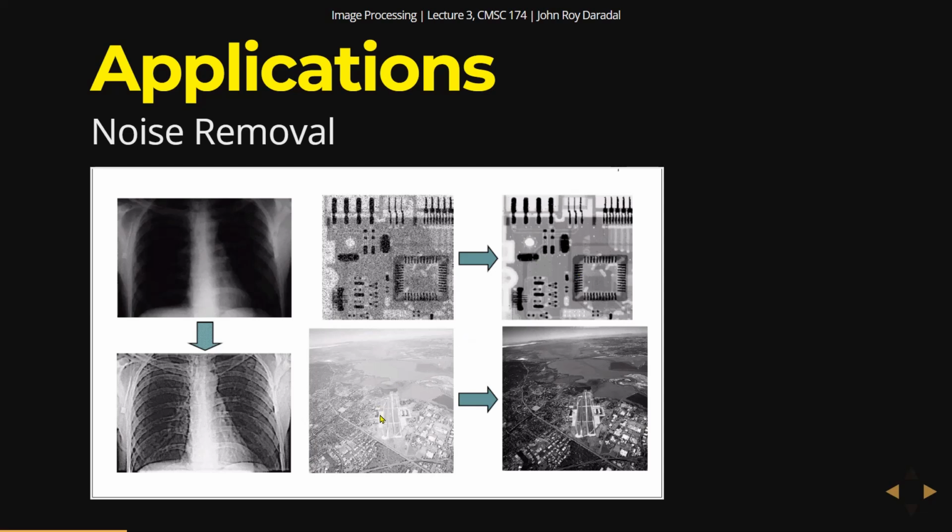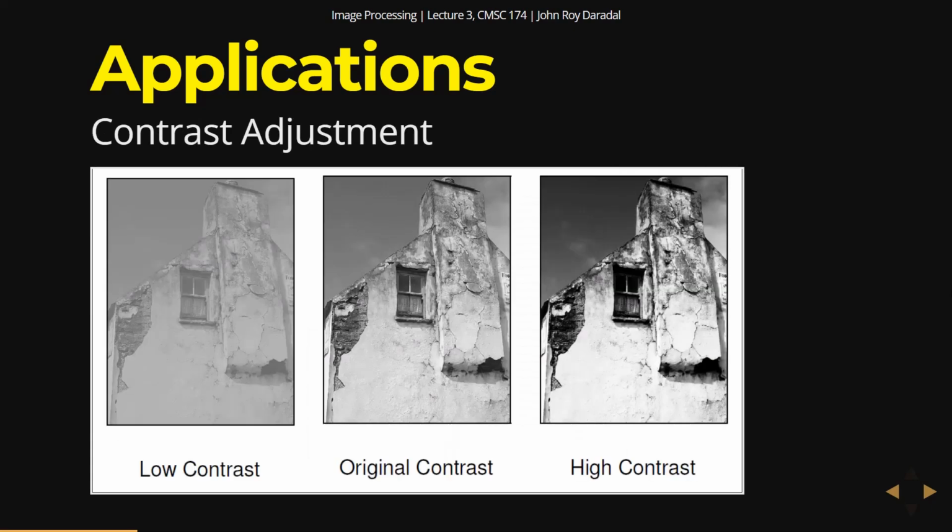And then for this one, an aerial view of the city. This one has a washed out feel, so it's too bright, and you can't really see the structures clearly because they blend together. By doing image processing, you can improve the contrast so that you can see the structures better. So that's the next one, which is contrast adjustment.